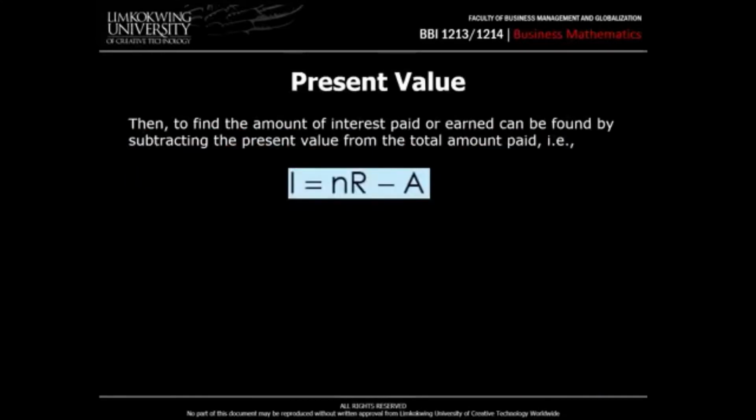Then to find the amount of interest paid or earned, it can be found by subtracting the present value from the total amount paid. So it's actually the opposite of what we learned previously. I equals nR minus A. n is the term, R is how much you deposited.